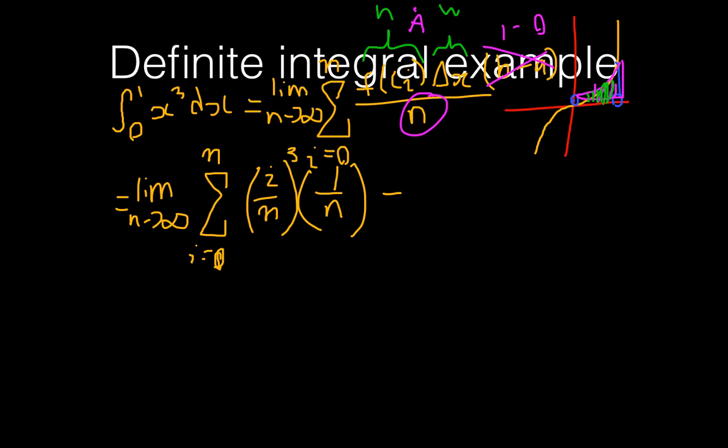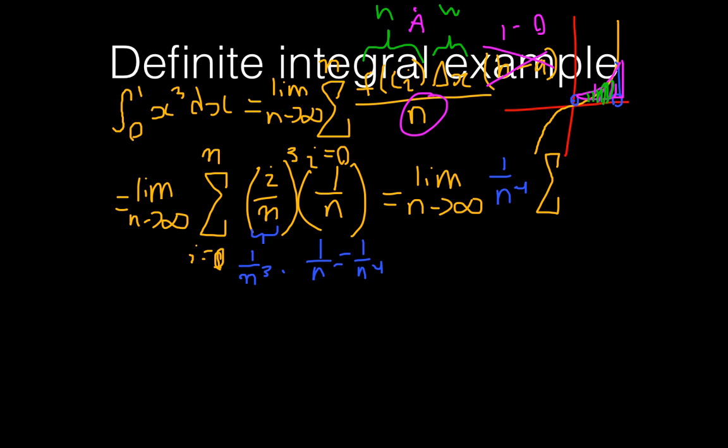Looking at this, these n's are all constants, and so we can just pull them out of our sum. This is equal to 1 over n to the third, multiplied by 1 over n. That gives us 1 over n to the fourth. So we're going to pull out 1 over n to the fourth, and we still have this sum of i cubed.